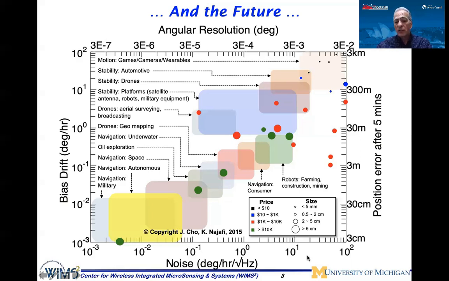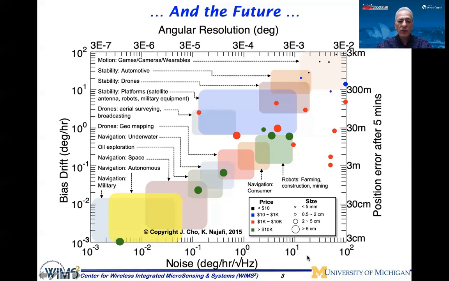But then larger systems that are, of course, not MEMS, shown in green, could cost well more than $10,000 or so. And typically their sizes are certainly more than a few inches on the side. And of course, the whole field of MEMS gyroscopes or MEMS inertial sensors has advanced quite a bit.